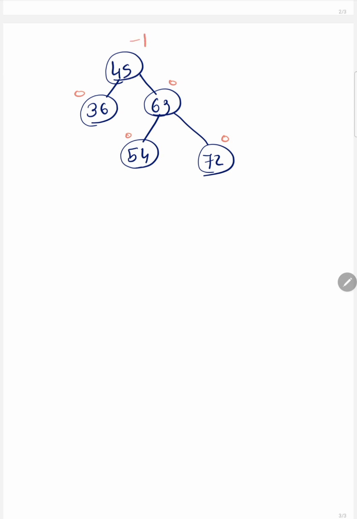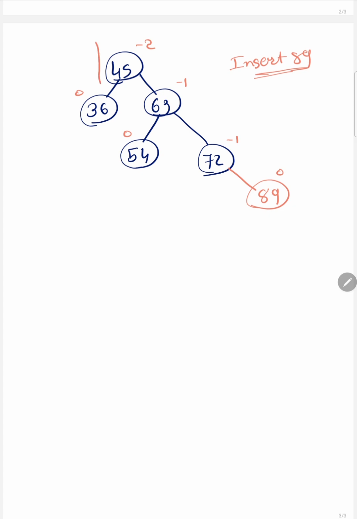But if I insert one more node, that is 89, then 89 would be inserted here on the right side of your 72. So now the balance factor gets updated. So let me update that. Balance factor of 89 is 0. For 72 it's minus 1. For 54 it's a 0. For 63 it's 1 minus 2, so minus 1, no issue. 36 is a 0. 45 it's 1 minus 3, so minus 2.